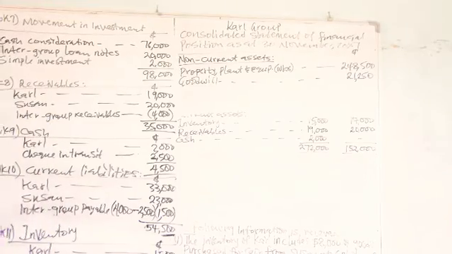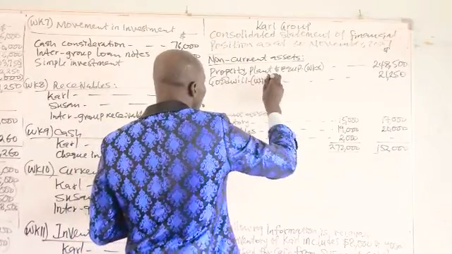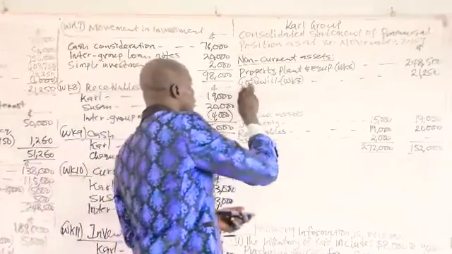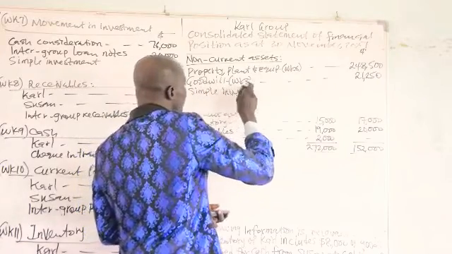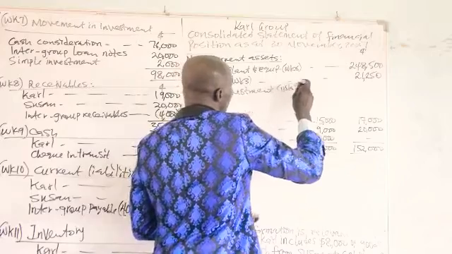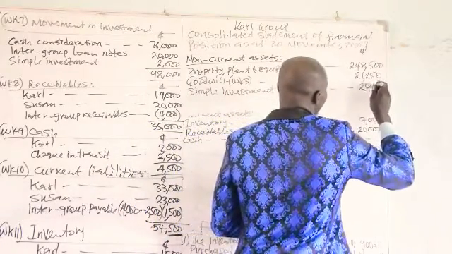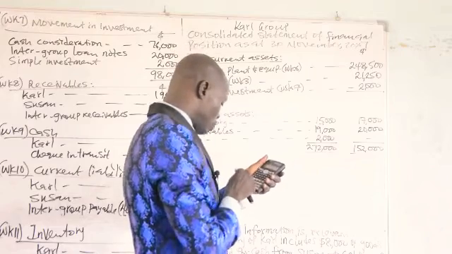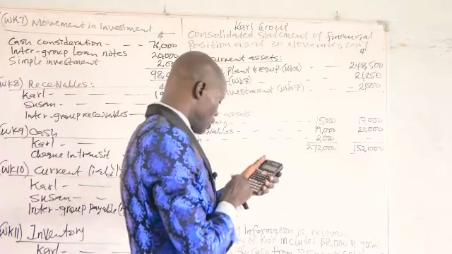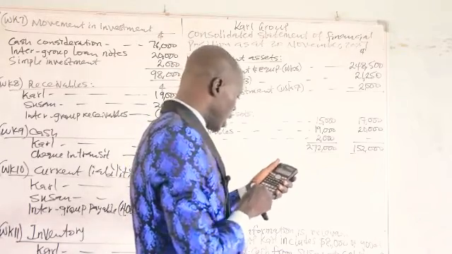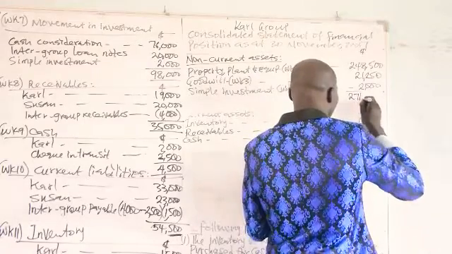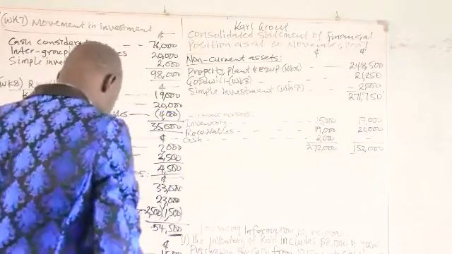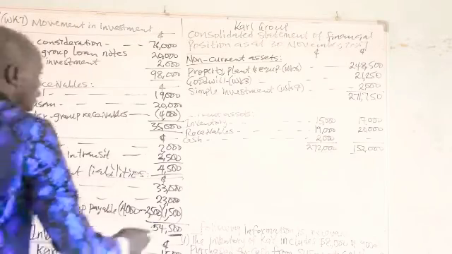That goodwill is working 3. From working 7, we have simple investment, which is 2,000. So that is all the non-current assets we have. When you add 248,500 plus 21,250 plus 2,000, the total is 271,750. That is the total of our non-current assets. After non-current assets, we have current assets.